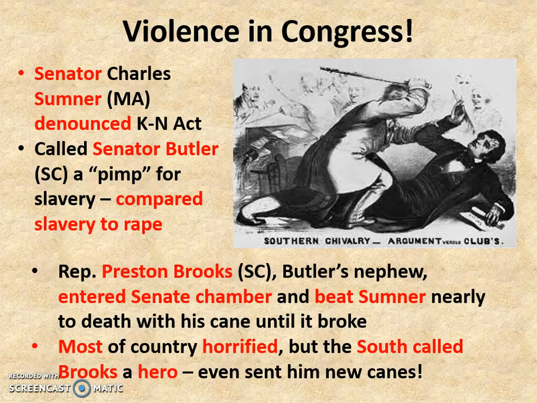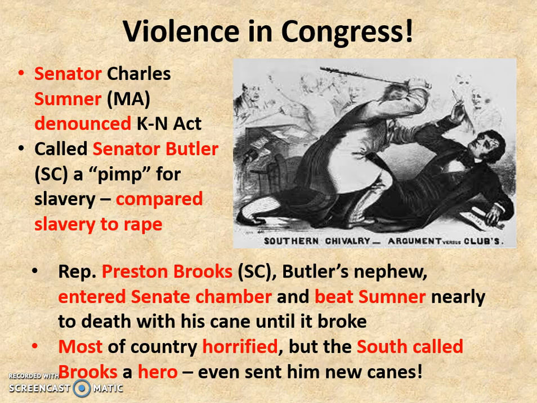And the violence in the streets of Kansas spilled over to become violence in Congress. One of the senators from the North, Senator Charles Sumner from Massachusetts, denounced the Kansas-Nebraska Act in a speech, and in doing so he described slavery in very harsh and offensive terms. He compared slavery to prostitution, and the Southern senators who supported it, particularly one he called out, Senator Butler from South Carolina, essentially calling them pimps and comparing the idea of slavery to rape. His speech was very extreme and, to the Southerners, very offensive.